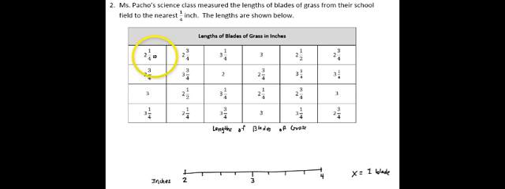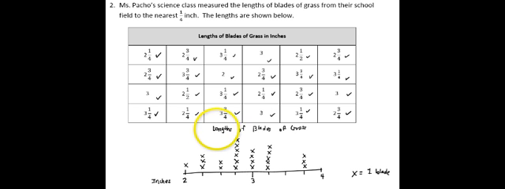So 2 1/4 would fall right here because that first point is 1/4. So 2 1/4. 2 3/4 would fall here. 3 wholes here. And I'm going to continue marking my points on the line plot. And there's my finished line plot. And you can see that 2 3/4 seems to be the most frequent measurement of the blades of grass.